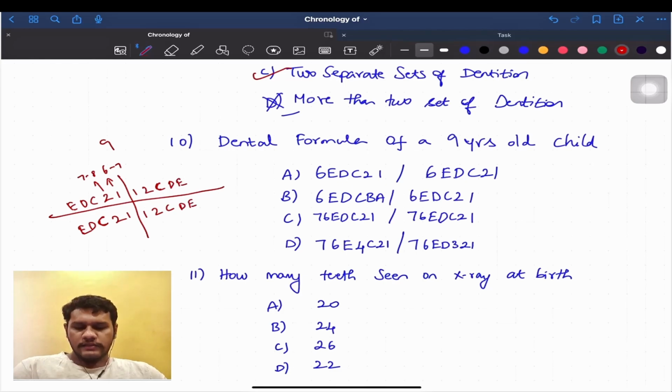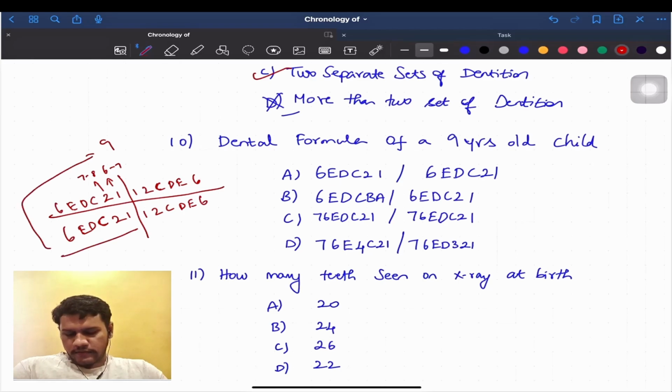Then the only remaining is the permanent first molar, which erupts at the age of 6 years. It will be mentioned as 6. Okay, so from this you can see you have a rough dentition at the age of 9. So the answer is 6EDC21. You got this. This is for maxillary, this is for mandible. The same thing you can see. So this is the dental formula for a 9-year-old child.